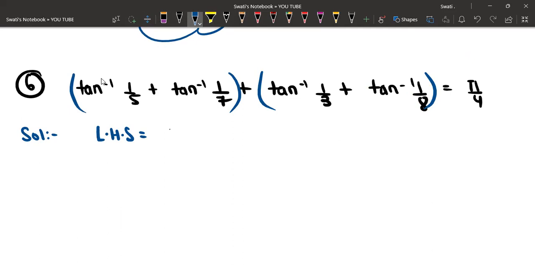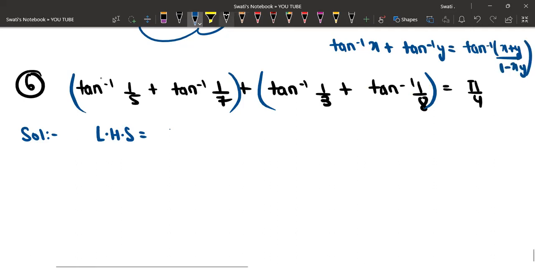So let's start. So I have tan inverse x plus tan inverse y. We know that tan inverse x plus tan inverse y, there is a formula. So I'm writing the formula here only, because I have already written it before. So I'm just repeating it. So tan inverse x plus tan inverse y is tan inverse x plus y upon 1 minus xy. So I'm going to use this formula. Right?